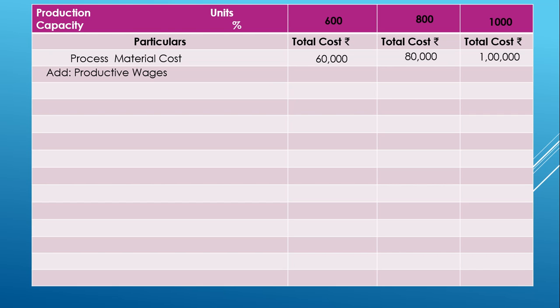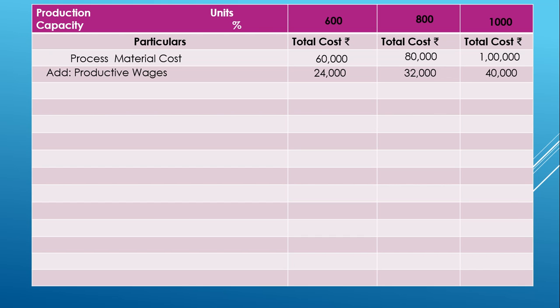Now then next is add productive wages. There has been also given some productive wages which we will add for calculating our prime cost. For 600 capacity level, they have given the productive wages per unit. By multiplying the per unit cost to total units, we can get our productive wages. So it comes as 24,000 for 600 capacity level, 32,000 for 800 capacity level, and 40,000 for 1000 capacity level.